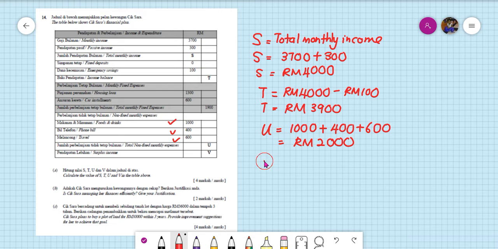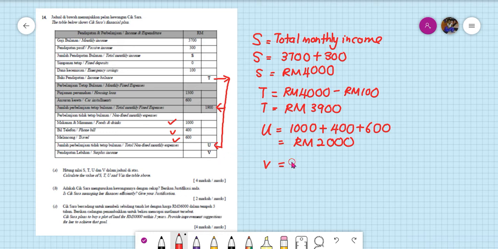And the last one, what is V? In this case, V would be the surplus, where we will subtract from the balance of 3,900. This was the total income balance that she had after saving. So we have to subtract 1,900, and then we have to subtract 2,000 to find the value of V.